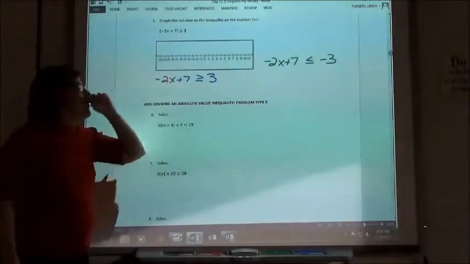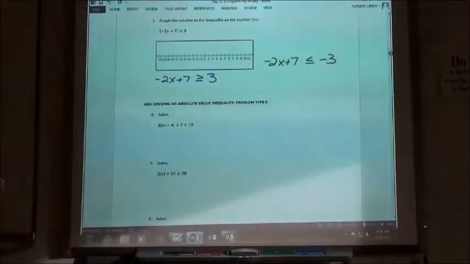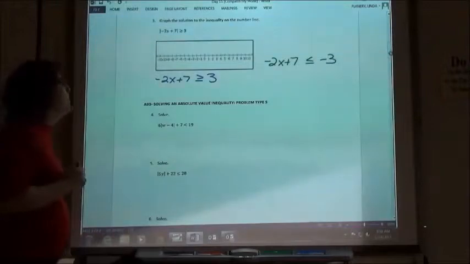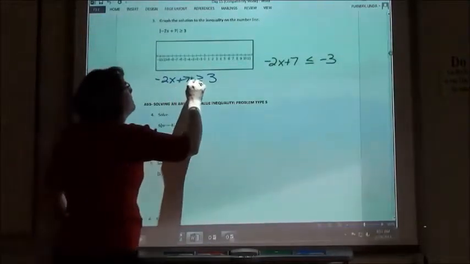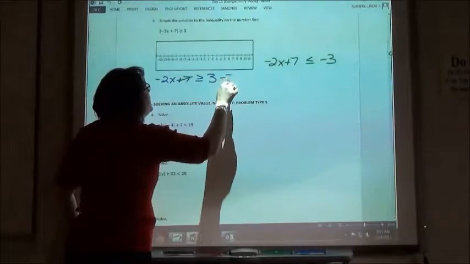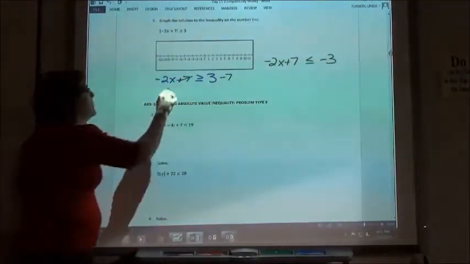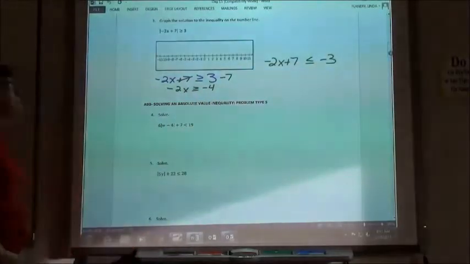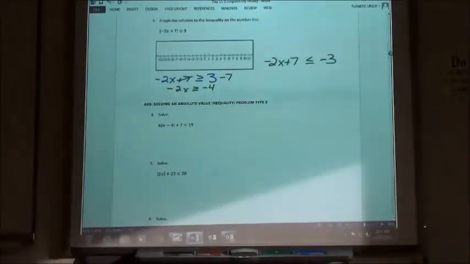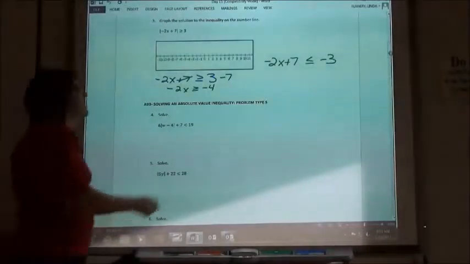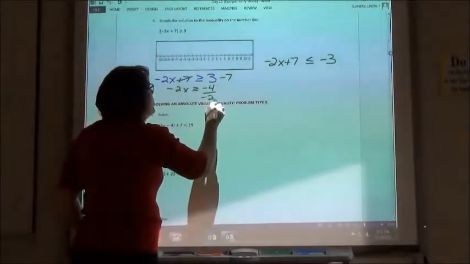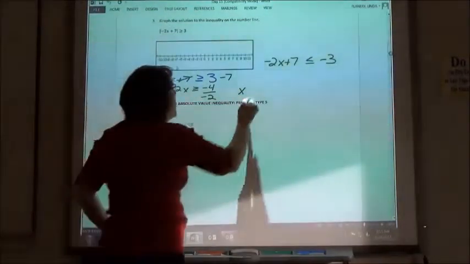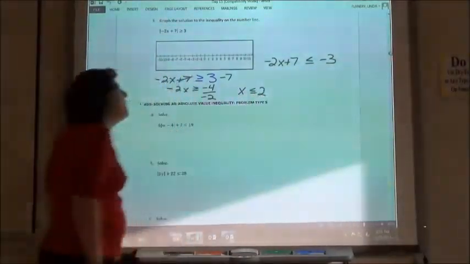So, solving the first one, what should I do? You are going to bring your 7 over to the 3. So I'm going to minus my 7. Negative 2x is greater than or equal to negative 4 then. And then I'm going to divide by negative 2. And when I divide by that negative, what happens? You flip your sign. So x is less than or equal to 2 when I finish solving that.